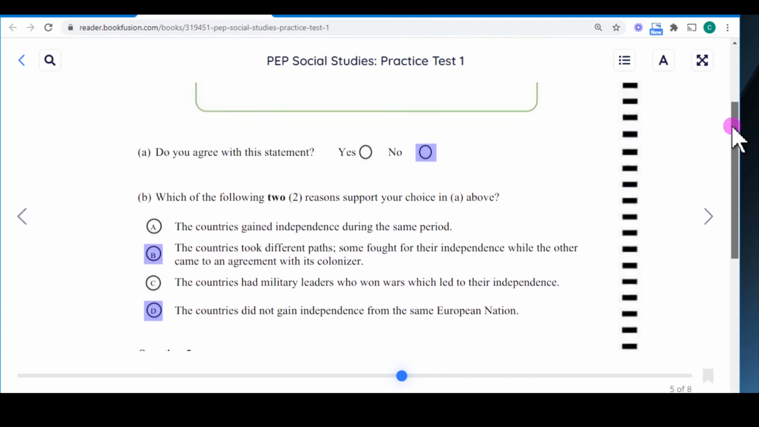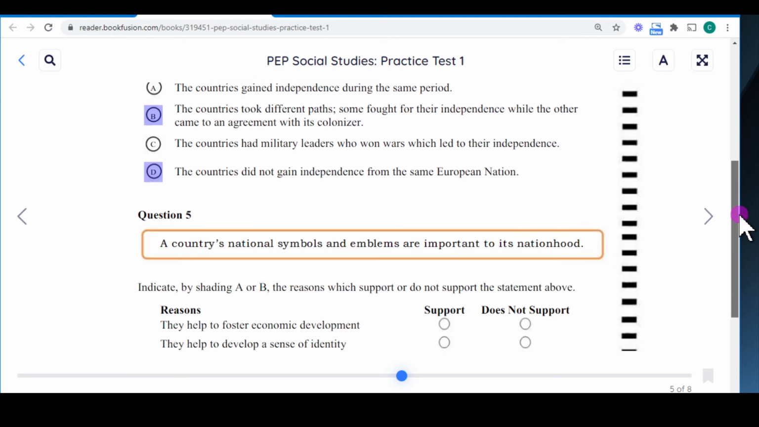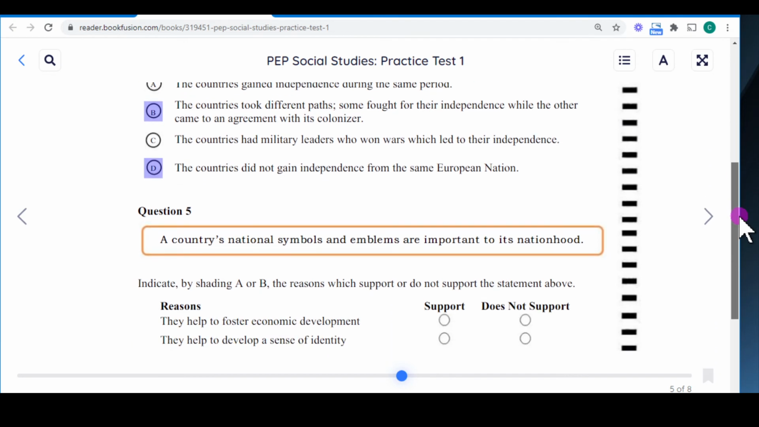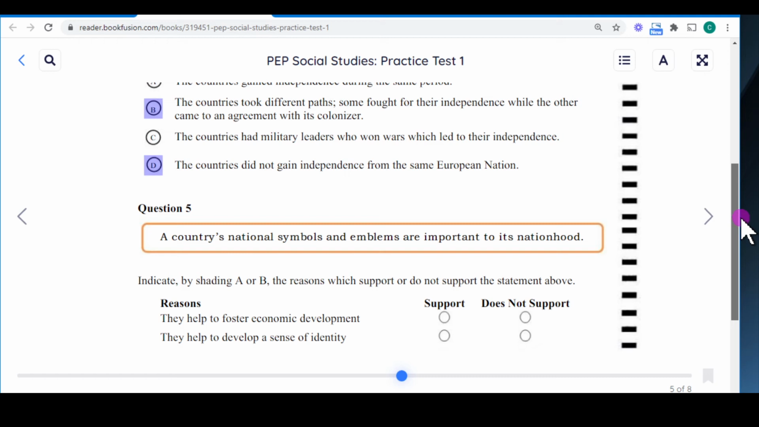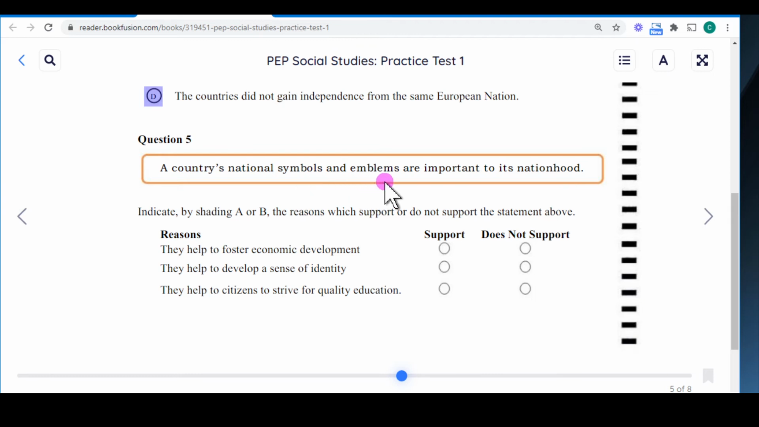So when you remember how your country gained its independence, you're honoring the legacy of persons who would have been instrumental in achieving self-governance, and also the concept of the path to independence. So out of that would come your national heroes and so on, that movement towards independence. So check page 43 and we should be able to get some more on that. All right, let's go down to question 5 again now. A country's national symbols and emblems are important to its nationhood. True. Indicate by shading A or B the reasons which support or do not support the statement above.